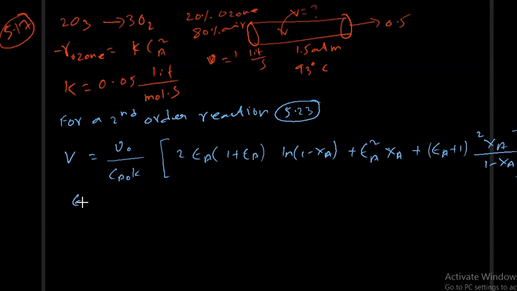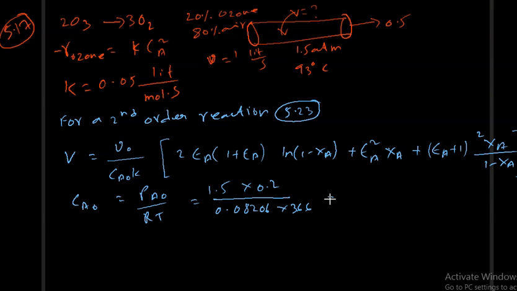So we know that Ca naught is equal to Pa naught divided by RT, which is equal to 1.5 into 0.2 divided by 0.08206 into 366. So this is equal to 0.01 mole per liter. And what is epsilon A? Epsilon A is equal to (3 minus 2) divided by 2 into 0.2, which is equal to 0.1.